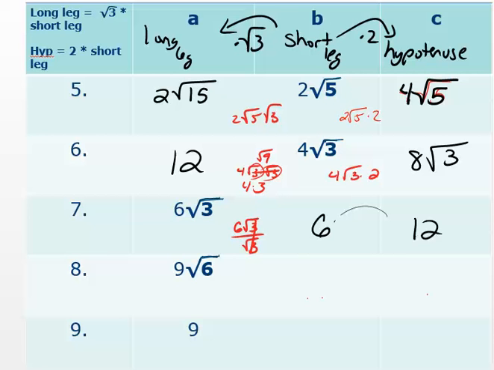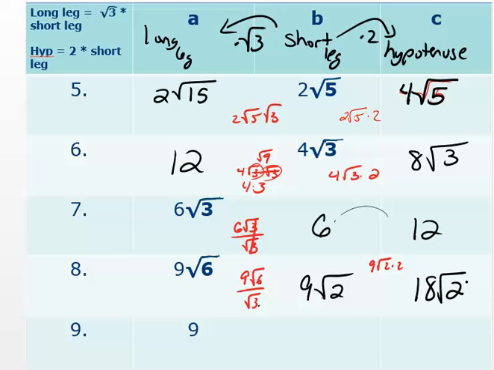Let's try the same thing with number 8. We would have multiplied the short leg to get the long one. So to start with the long leg, we're going to divide. So 9 rad 6 divided by rad 3. The 9 stays, and under our square root, 6 divided by 3 is 2. Then to get to our hypotenuse, we multiply by a regular 2. 9 times 2 is 18, and we keep the rad 2.